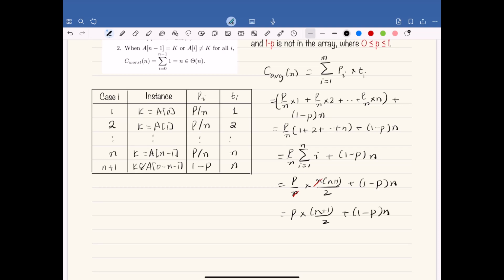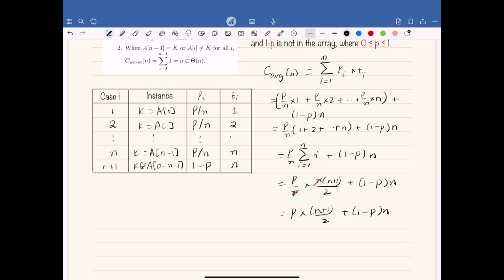plus 1 minus p multiplied by n. So if the value of p is equal to 1, then we have a successful search. So we write successful search. And in this case, the complexity for the average case for the sequential search will be equal to n plus 1 over 2. Because if p is equal to 1, this term will be equal to n plus 1 over 2, and this term will be equal to 0.